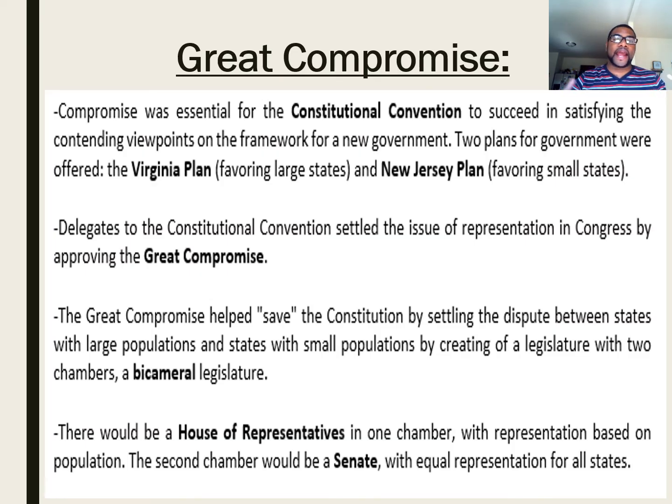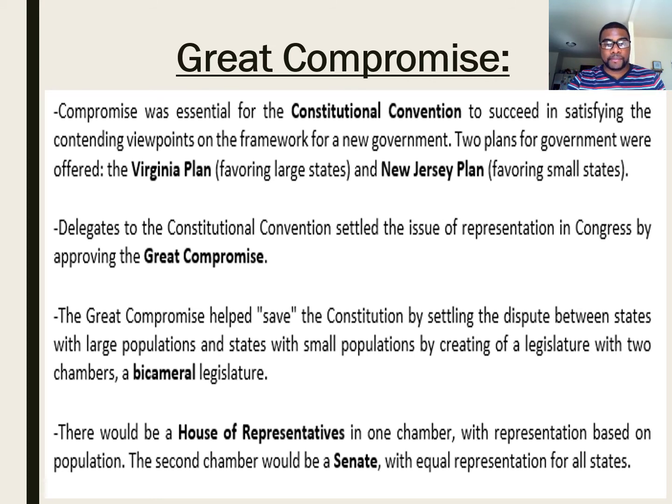All right, then we have the Great Compromise. The compromise was essential for the Constitutional Convention to succeed in satisfying the contending viewpoints on the framework for a new government. Two plans for the government were offered: the Virginia Plan, as I showed you earlier, which favored large states, and the New Jersey Plan, which favored smaller states. Delegates to the Constitutional Convention settled the issue of representation in government by approving the Great Compromise.